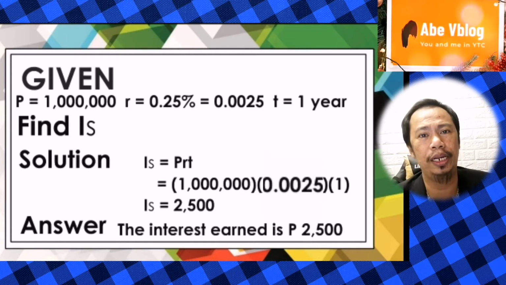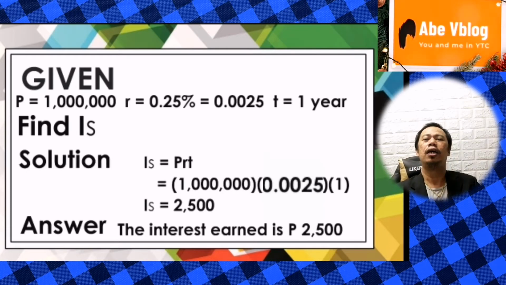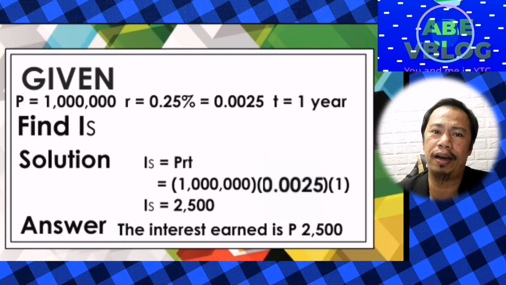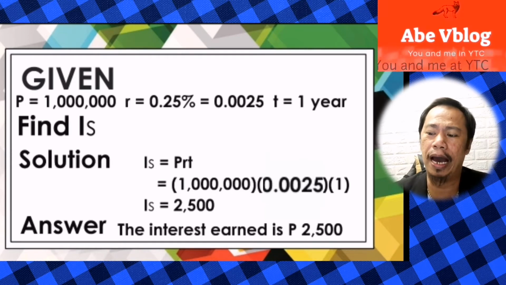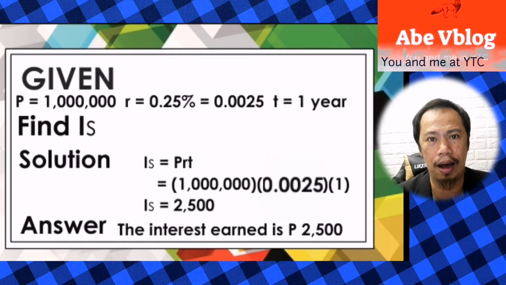Imagine you have 1 million and then for 1 year, ang kikitain lang ng inyong pera ay 2,500. So kaya ang iba hindi nagdi-deposit sa bank.